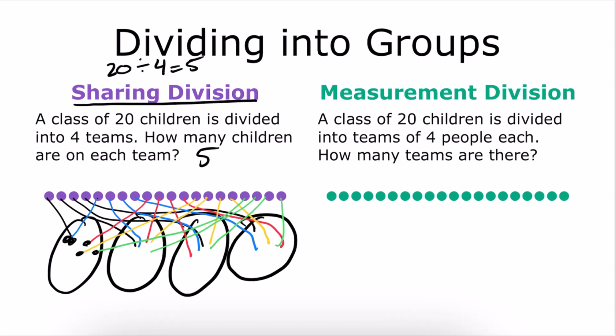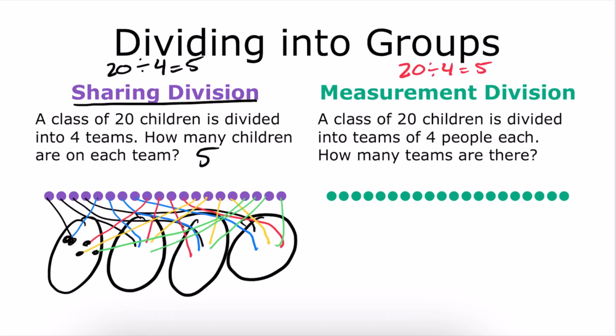And you can also think about it in a different way, which is called measurement division. So in measurement division, you're still splitting the group of children up into teams. However, instead of splitting them up into 4 teams, you're splitting them up into teams of 4 people each. So you still end up with the same answer. We're still going to get 20 divided by 4 equals 5. But the way that we're modeling it is different.